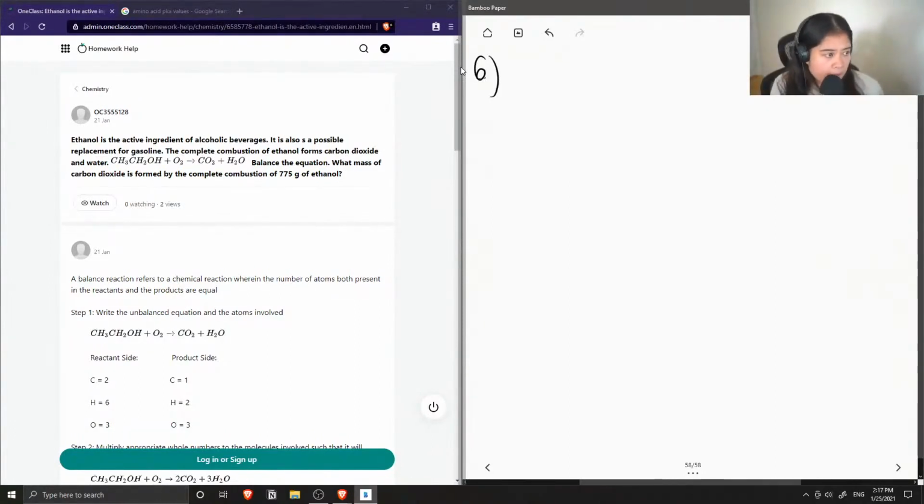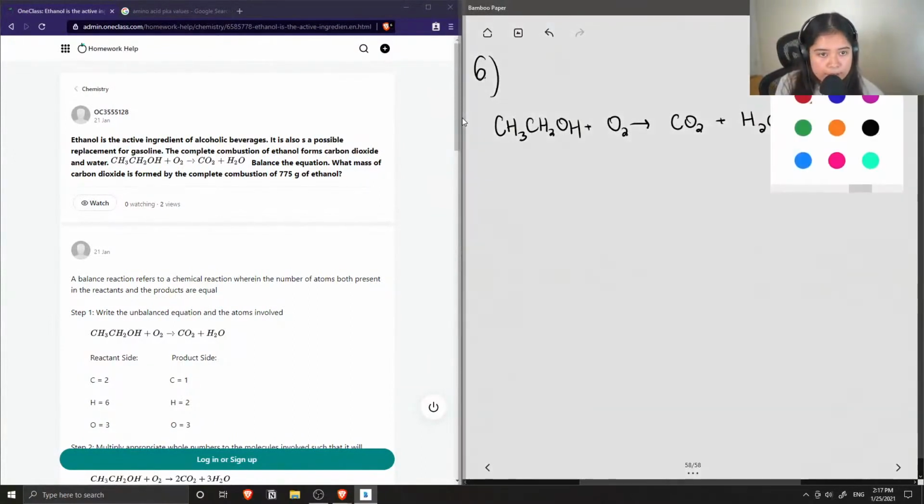Okay, so let's write out ethanol. Reacts with oxygen to form carbon dioxide plus water. Okay, so now we need to balance this combustion reaction. And it's easy when you balance out your carbons first. So step 1 is to balance your carbon.